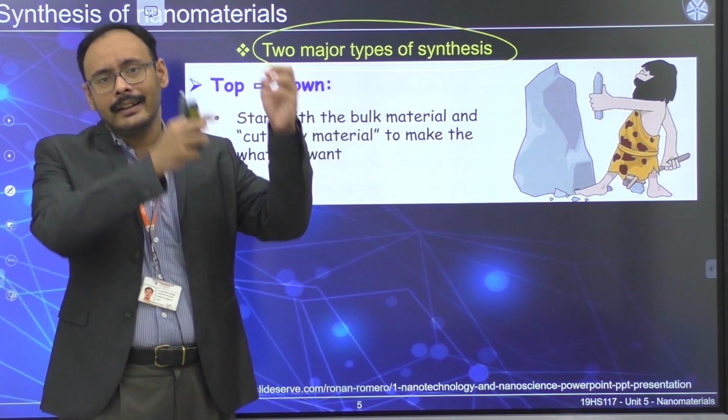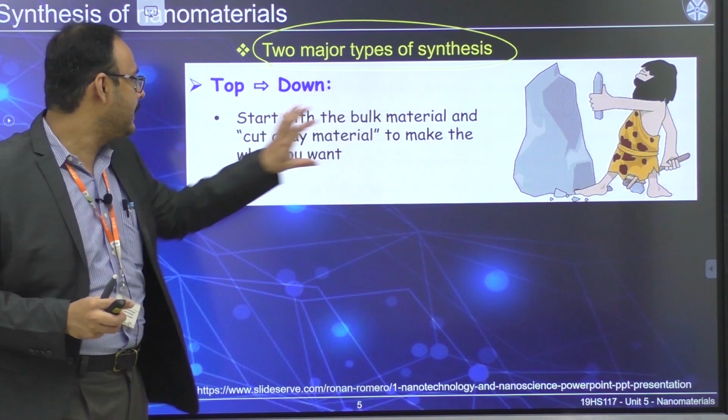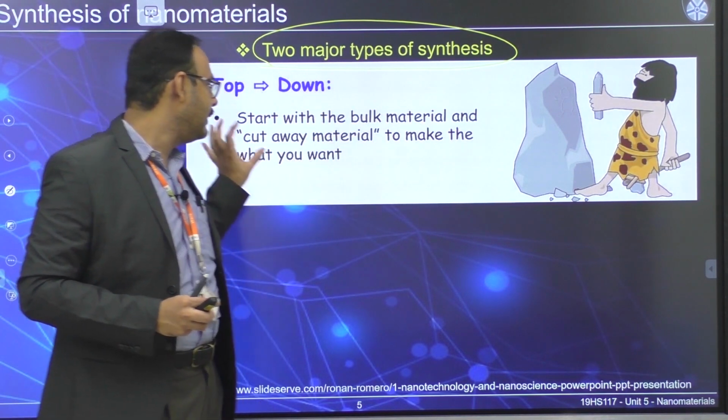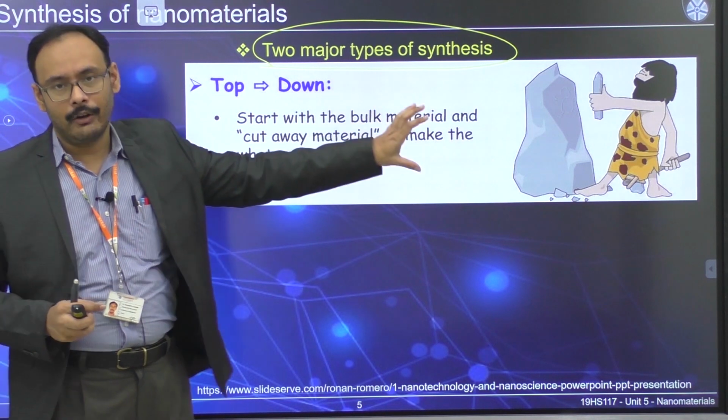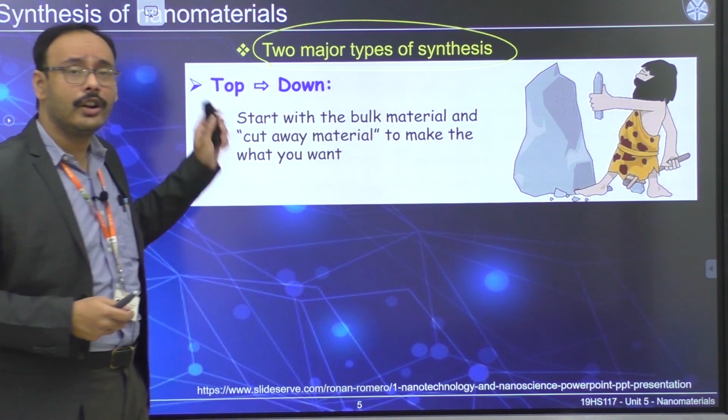You are starting from bulk and breaking it into smaller pieces. So you start with the bulk material and cut away the material to make what you want. In our case, we want nanomaterials, right? So this is the top-down approach.